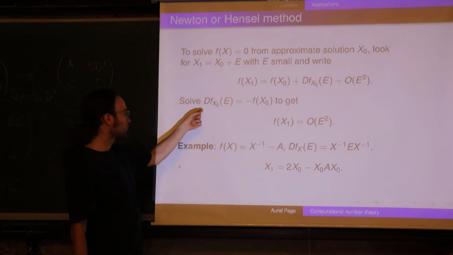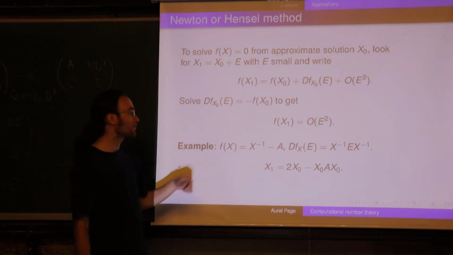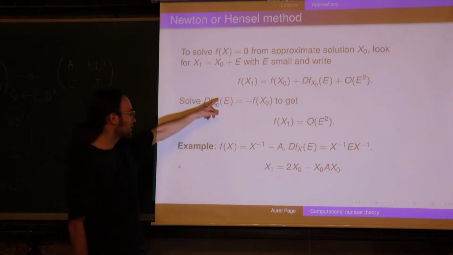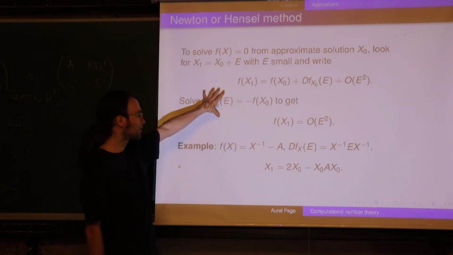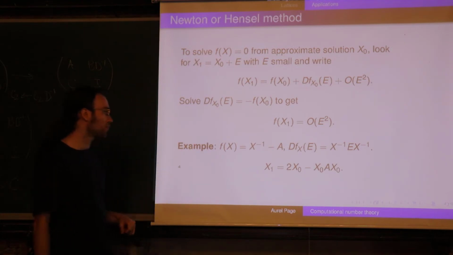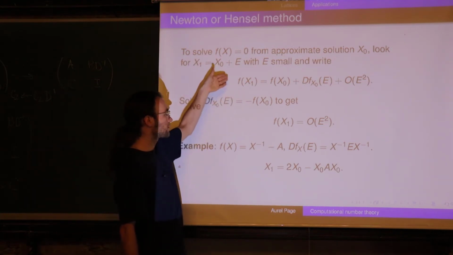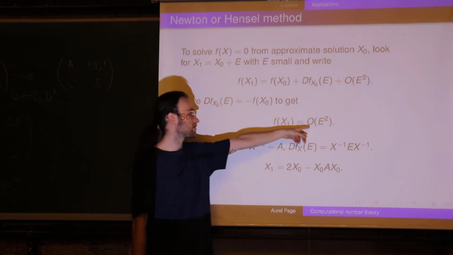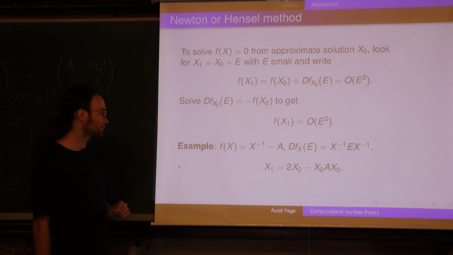And you try to solve the linear system, differential at x naught of e equals minus f of x naught. And this is a linear equation in the term e. So this is the part where we reduce to linear algebra. And if you manage to solve this because of this first order expansion, you have found a new point which is much closer to being a solution than the previous one.